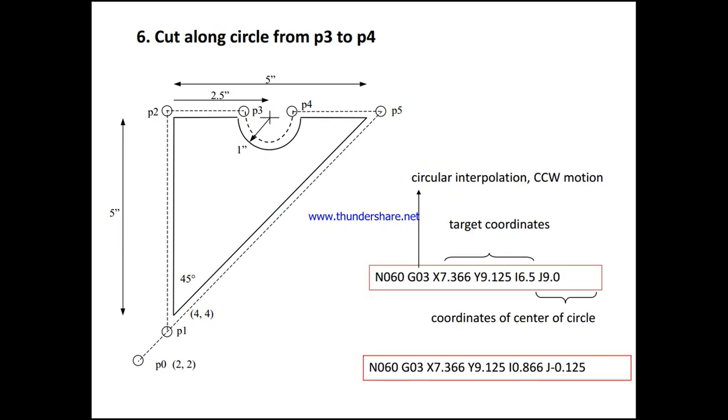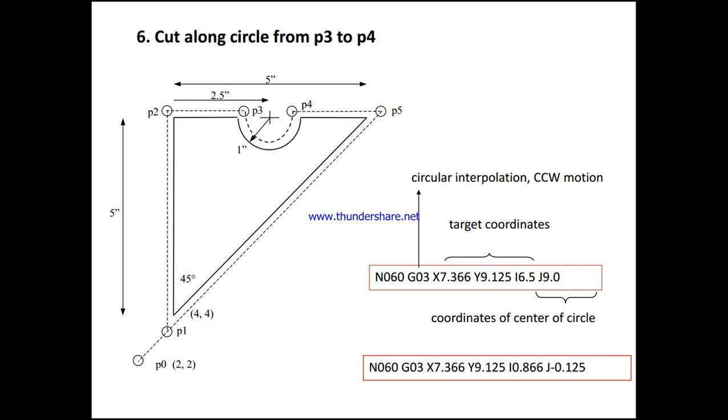In the same way for 3 to 4, we have N60 G03, and x is equal to 7.366 and y is 9.125. So this is the target coordinates where we have the circle, so I, J and K we have to represent. So I is 6.5 and J is 9, so that is the coordinate of the center of the circle.